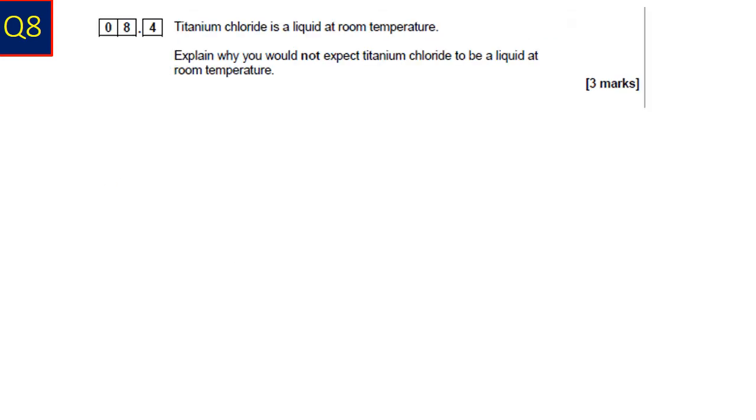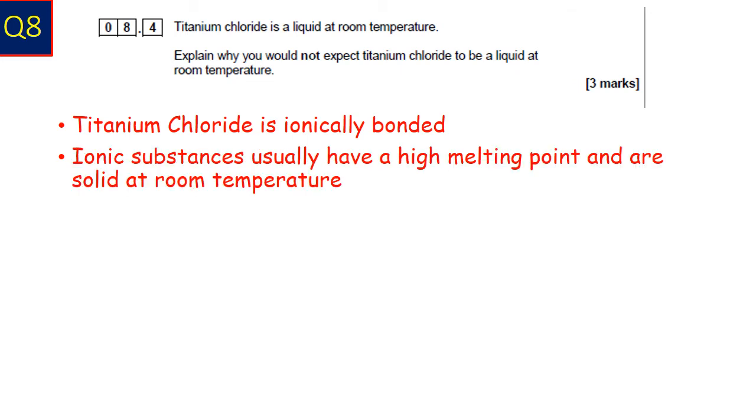So titanium chloride is a liquid at room temperature. Explain why we would not expect titanium chloride to be a liquid at room temperature. So we need to think about what type of bonding is going on here. We've got a metal and a non-metal. So titanium chloride is ionically bonded. Now, ionic substances normally form huge lattice structures, think sodium chloride, and so we would expect them to be solid because there are lots and lots of electrostatic forces to overcome.